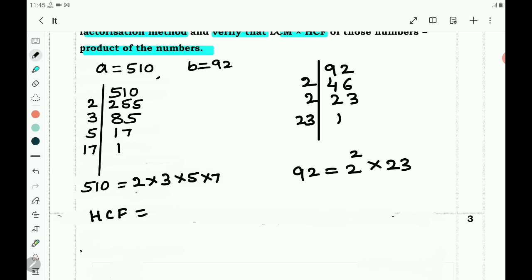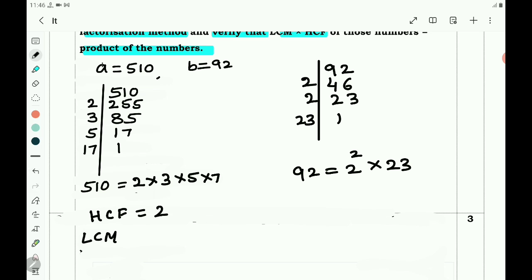HCF equals, here for HCF we have to find the common factors. What is the common factor? 2 and 2 square is there. 2 is the common factor and its lowest power. Lowest power means here 2 means 2 power 1, 2 power 2 is there. For HCF we have to consider the lowest power. Then it is 2 power 1 means 2.